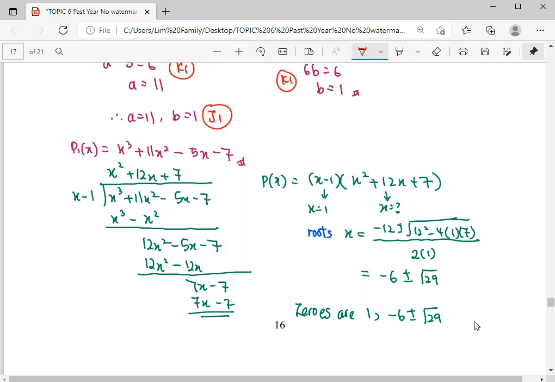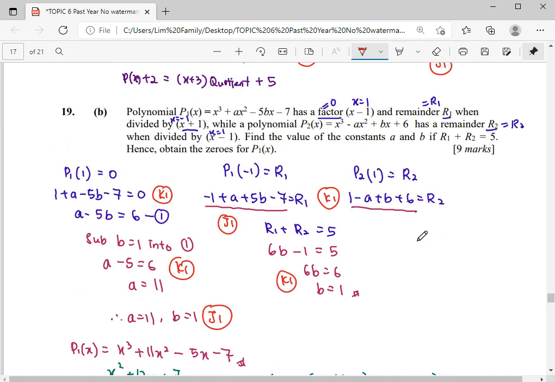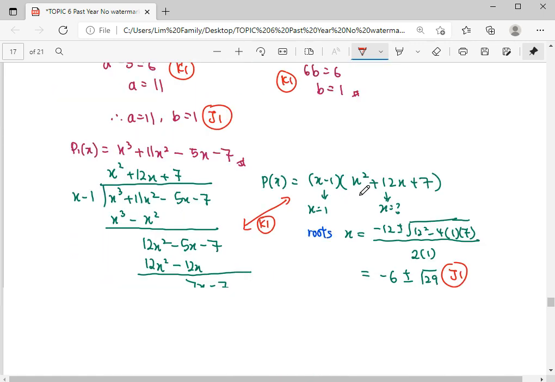So from here, that will be our concept when we're doing long division to get out the quadratic here. And then we find out our roots before we go into zeros. So this is how we get our 9 marks.